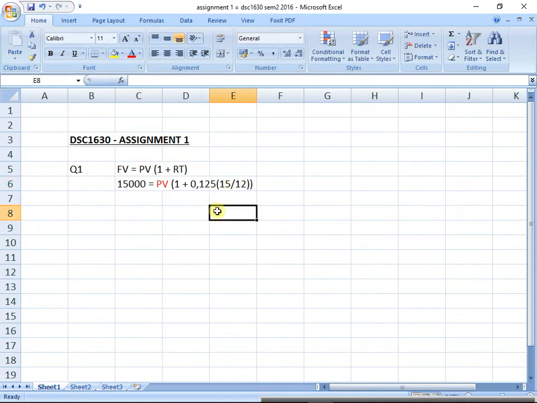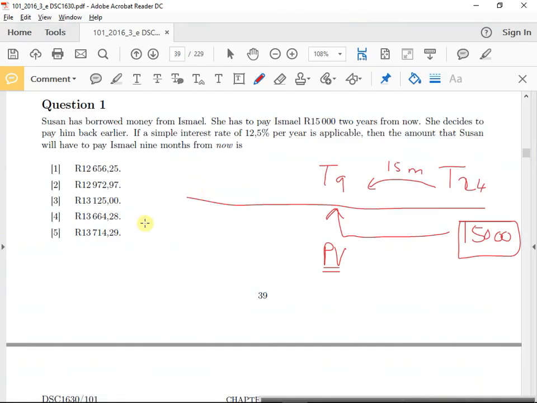Okay, the tricky bit. That's the simple interest formula, yes? Not discounting. They didn't say simple discount. They said simple interest. Simple interest, you use the R. Simple discount, you use the D. Remember that? Yes?